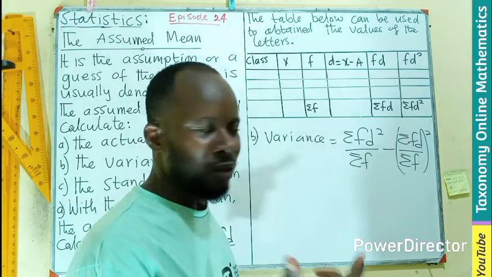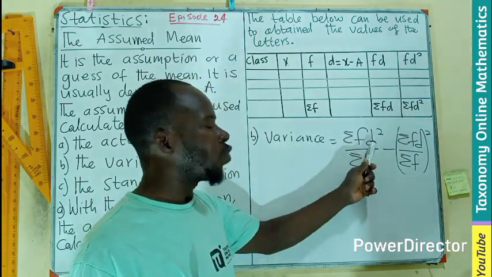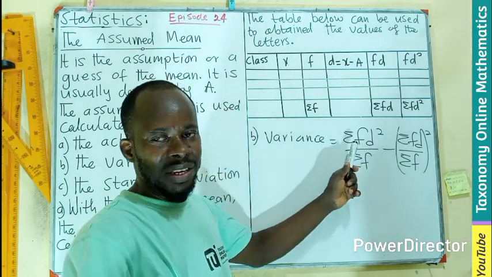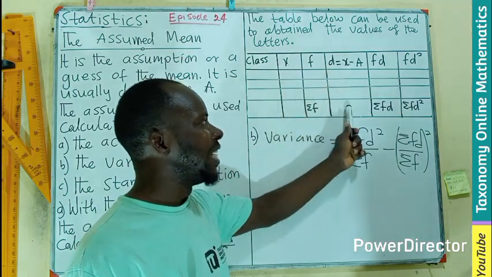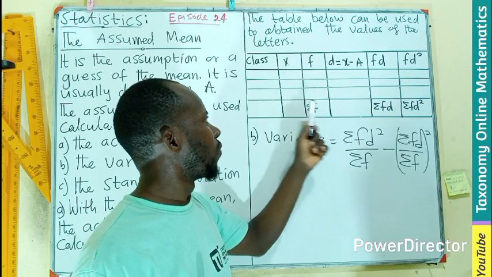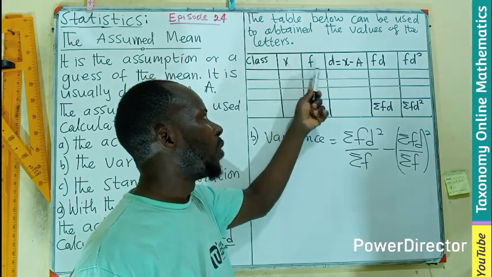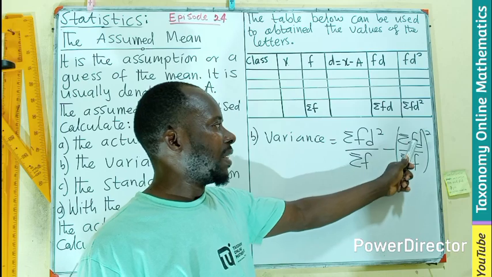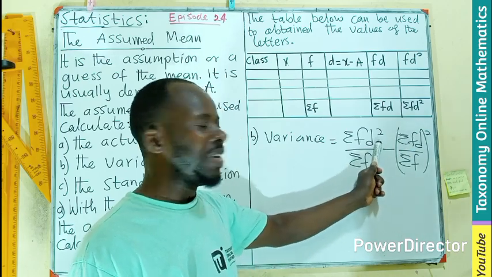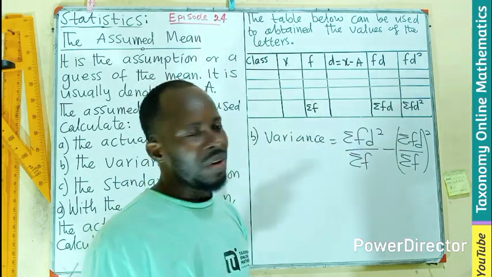Remember the previous one, it is sigma f x squared. But because there's a deviation in the value of x, we go for the d now. So instead of going for fx, we have fd. Then this gives you the mean. The fd squared is the one we are having in that place.